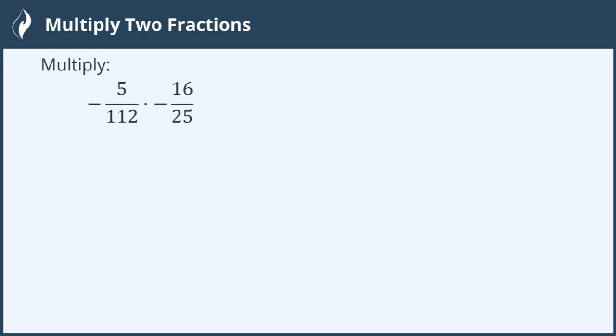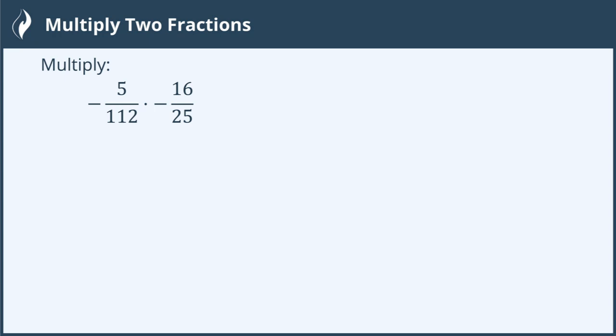Hi everyone! In this video, we are going to multiply two fractions. We're going to multiply the fraction negative 5 over 112 times negative 16 over 25. So again, like we did in previous videos, when we multiply fractions, the rule is to multiply the numerator times the numerator and the denominator times the denominator. I do not have to have a common denominator when I'm multiplying fractions like I do when I add and subtract. So in this case, I can just multiply straight across.